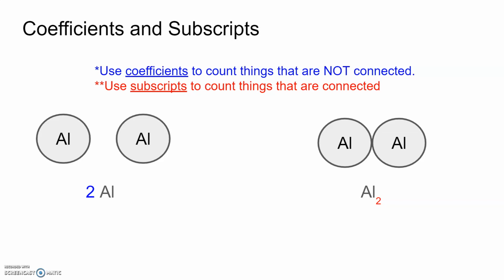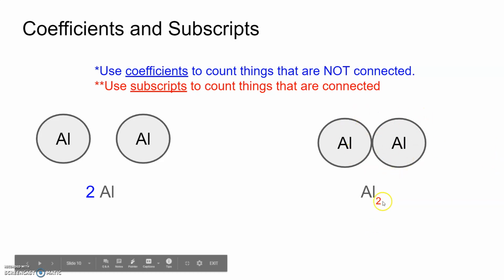And this is just another image of that. So if you were comparing, well, why wouldn't we write it as Al2, instead we write it as 2Al, this is what Al2 would look like. They would have to be connected in order for you to use that subscript.